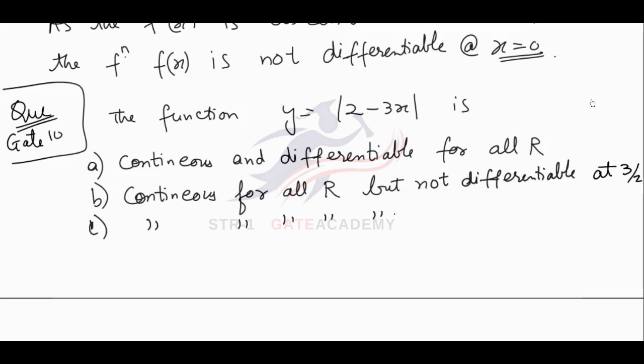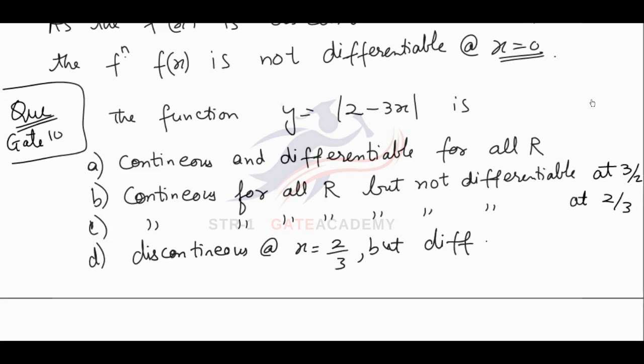Third, continuous for all r but not differentiable at 2/3. Fourth, discontinuous at x equal to 2/3 but differentiable for all r. Simply, what should be your answer? Yes, very correct. It should be continuous for all r but not differentiable at x equal to 2/3, because at that point the f dash x will be discontinuous.